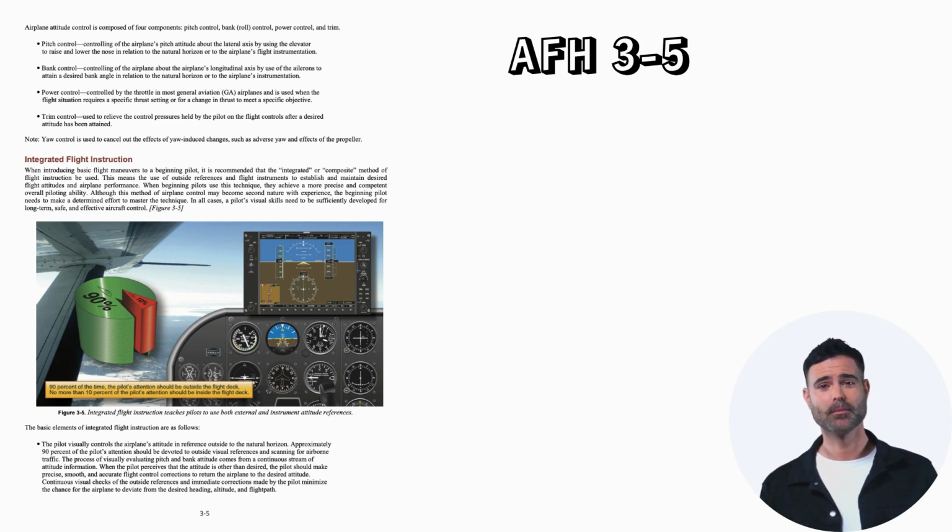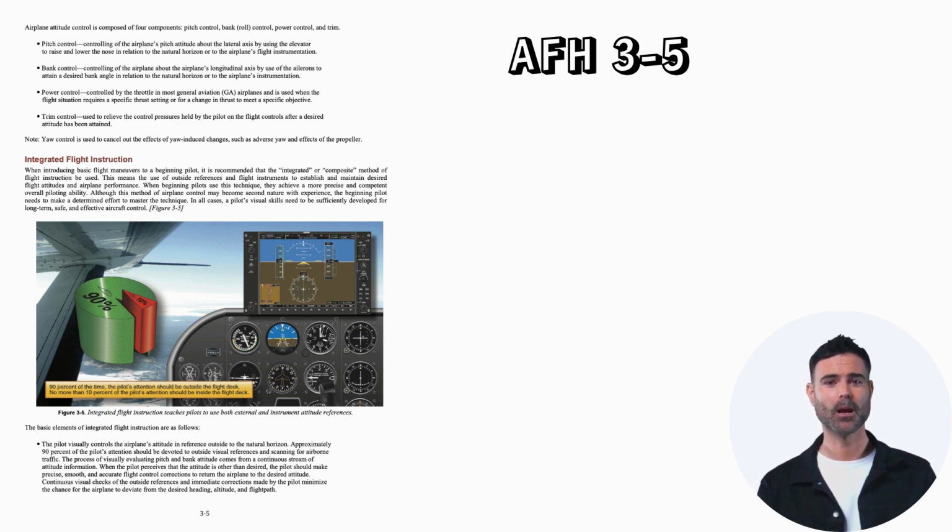Integrated flight instruction. When introducing basic flight maneuvers to a beginning pilot, it is recommended that the integrated or composite method of flight instruction be used. This means the use of outside references and flight instruments to establish and maintain desired flight attitudes and airplane performance. When beginning pilots use this technique, they achieve a more precise and competent overall piloting ability.